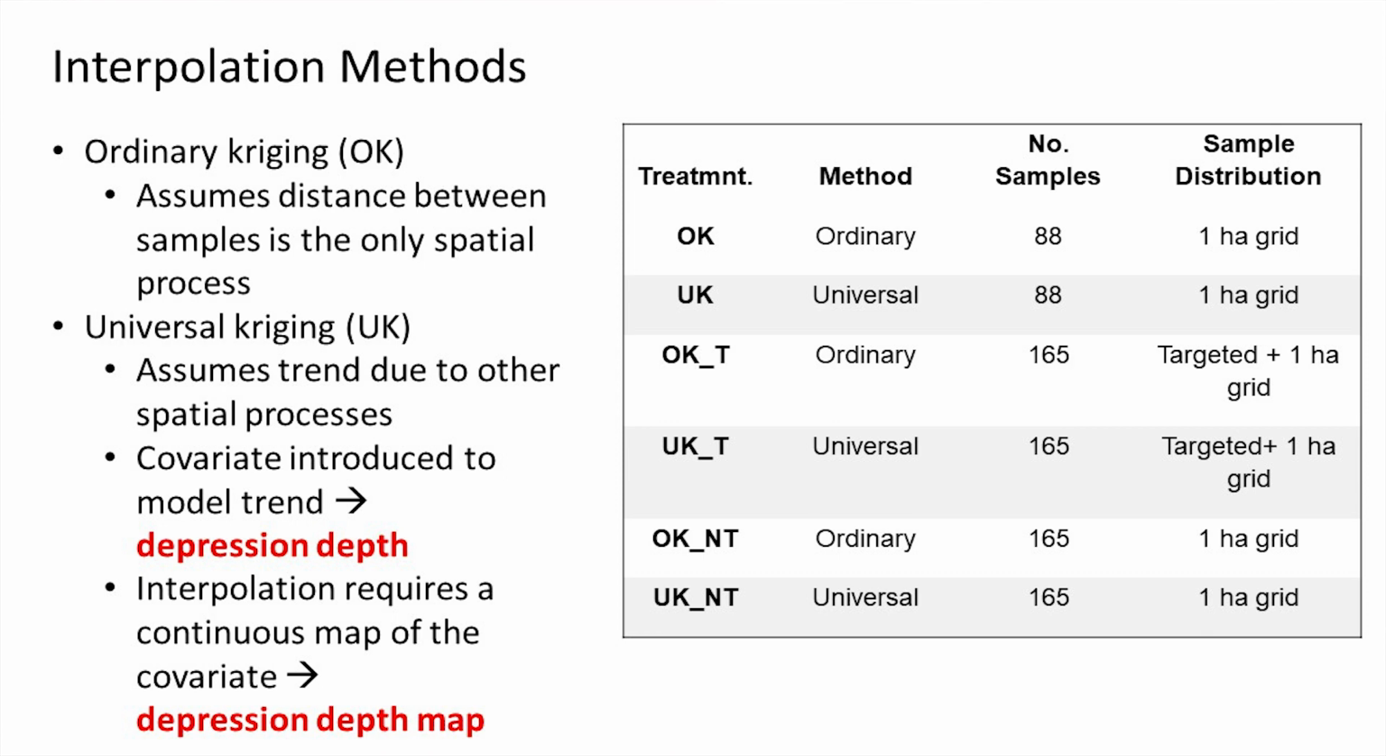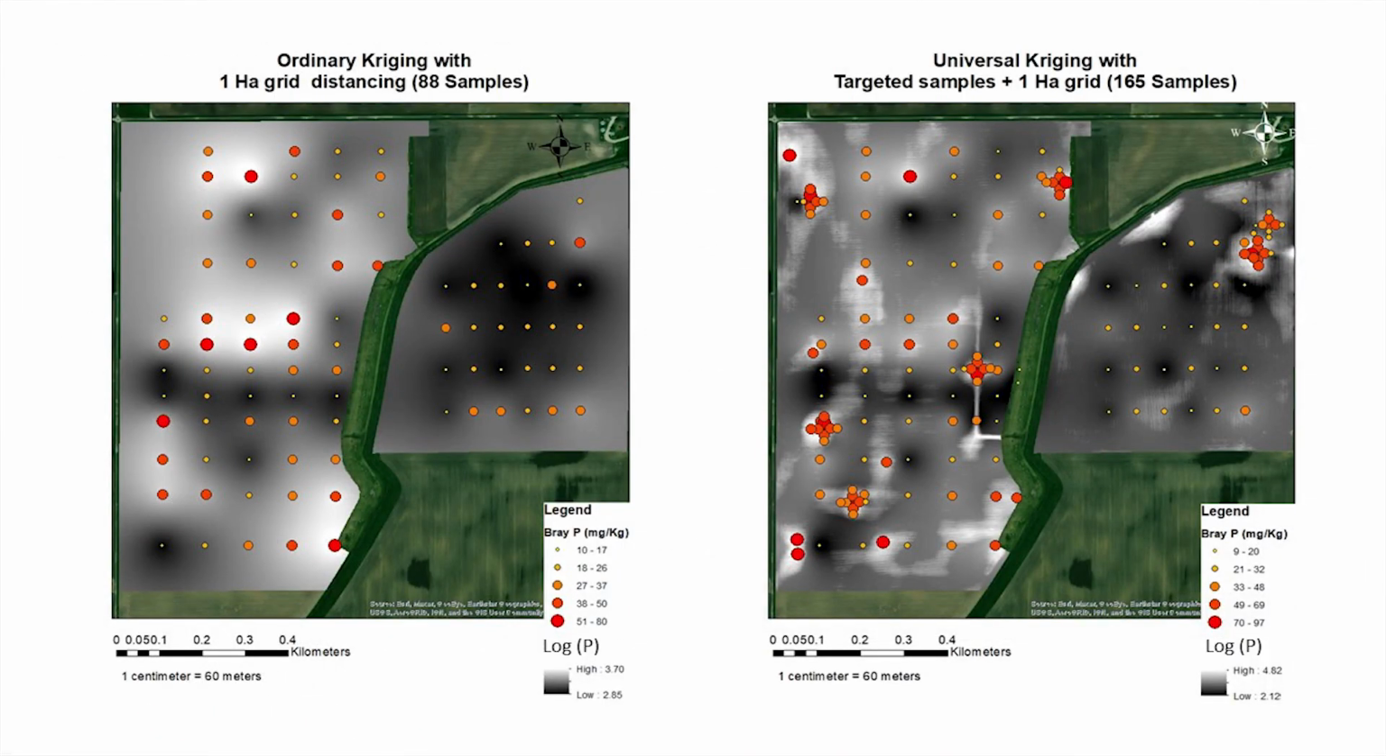So when we do that, what do we see? The symbols basically indicate, again, a Bray P based on actual empirical samples that we collected in the field. So you can see again what shows up as high would be areas where we tend to have depressions. And then the black and white coloring are the results of the interpolation. So this is essentially our continuous map of soil phosphorus values, indicating how it's distributed spatially across the fields.